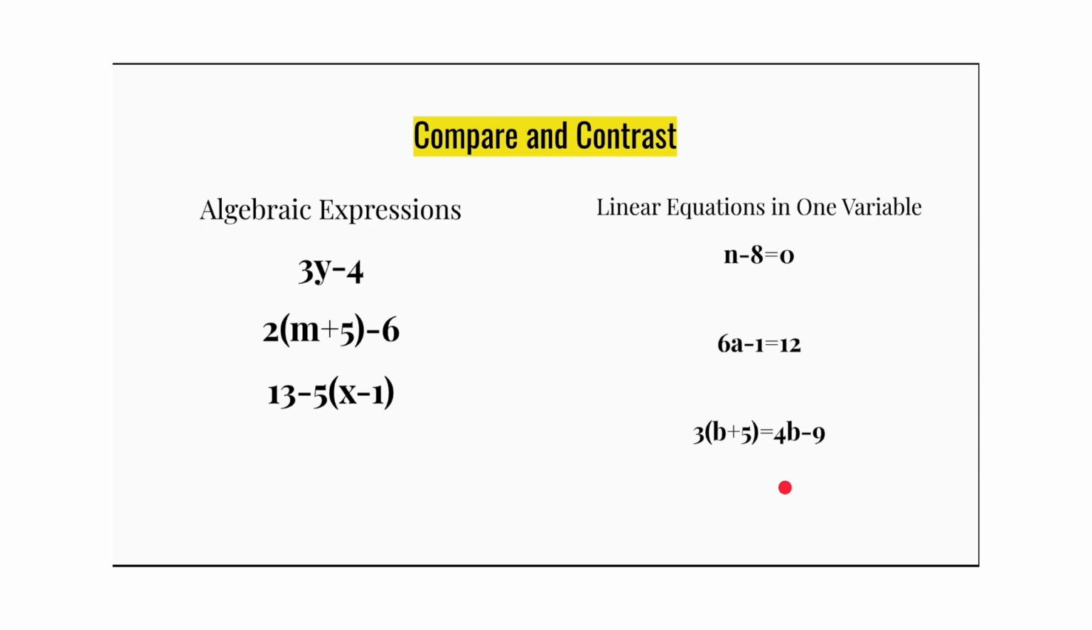On the right side, the difference, if you may have noticed, is that there is an equal sign. Now, the presence of the equal sign makes it an equation. And why is it called linear equation in one variable? These are some of the terms that we're going to define today.